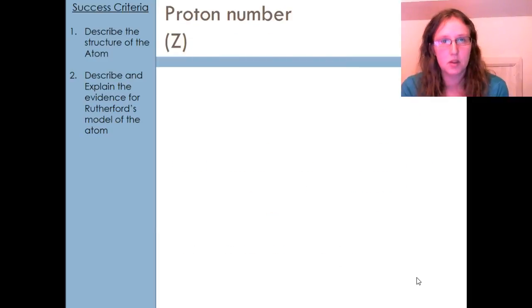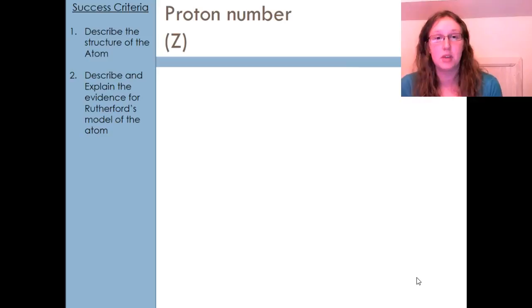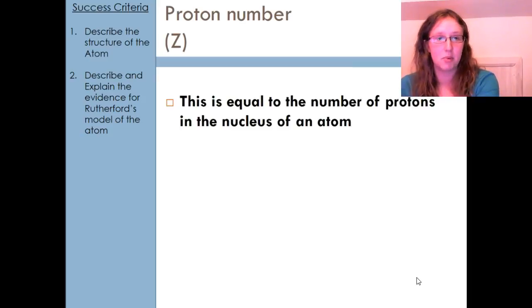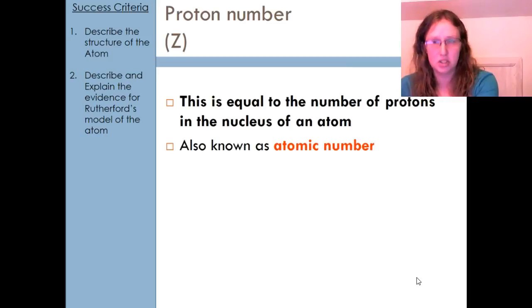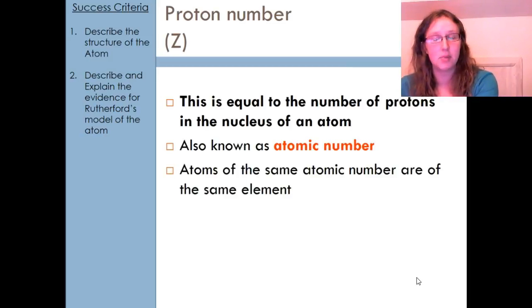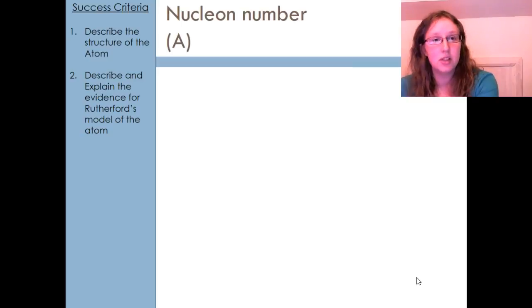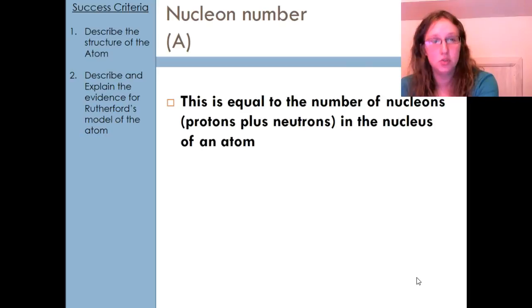Okay, so a little bit of talk about the way that we write these down and the terminology that we use for them. So the number of protons in an atom is often given the symbol Z. It's equal to the number of protons in the nucleus of an atom. It's also called the atomic number, and the atomic number is the same for all things that are the same element. It's the number of protons that decide what the element is. We've then got the nucleon number, which is often given the symbol A, and that's equal to the number of nucleons, so the protons plus neutrons in the nucleus of an atom, sometimes also called the mass number.